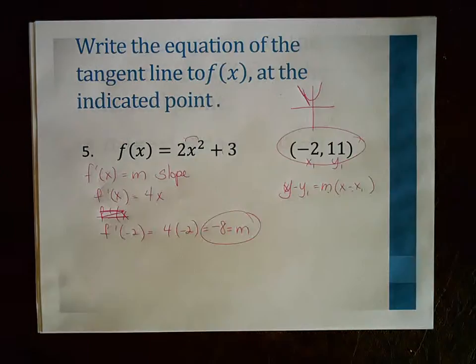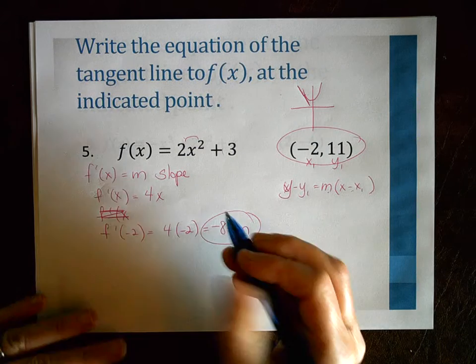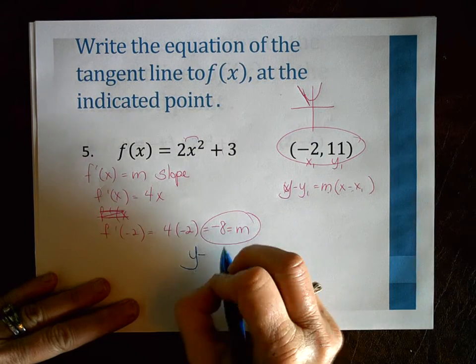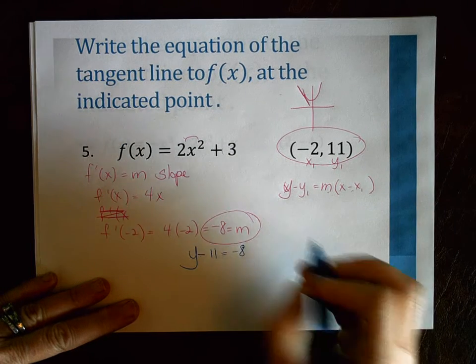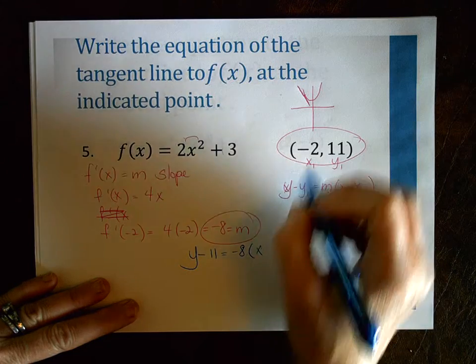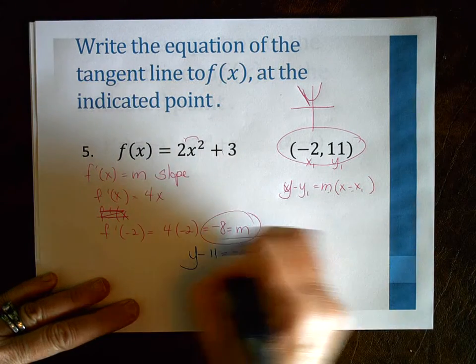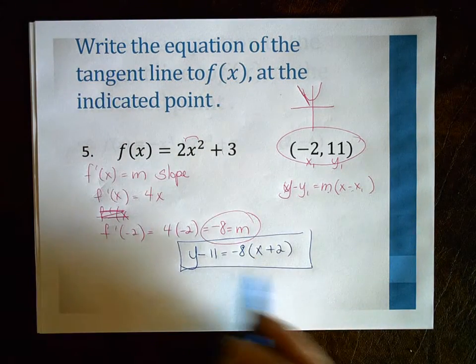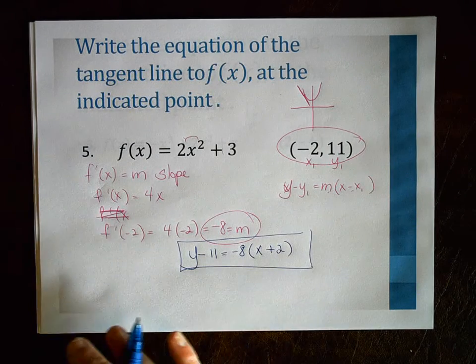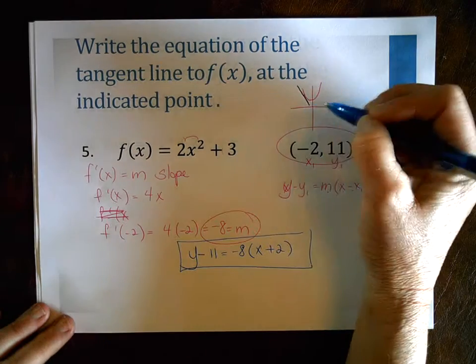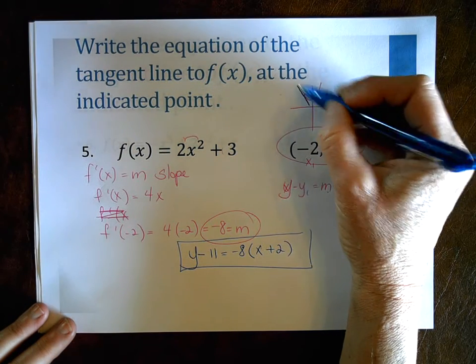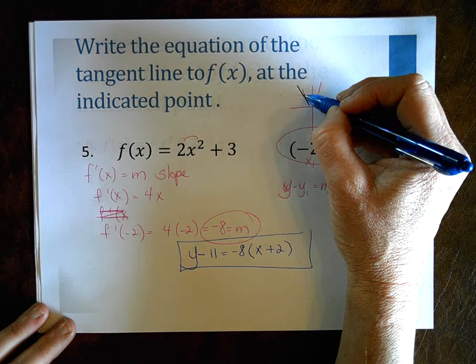So our answer would be y minus y1, which is 11, equals -8, x minus -2, which is +2. And you don't have to multiply that out. You don't have to do anything. All I want you to do is get to that point. So that means that this line right here would have a slope of -8. Pretty steep line right at that.